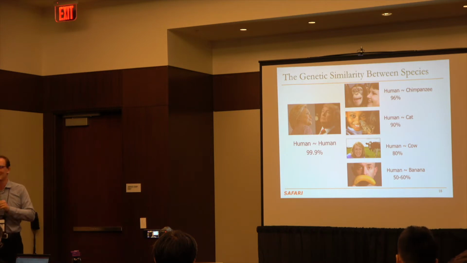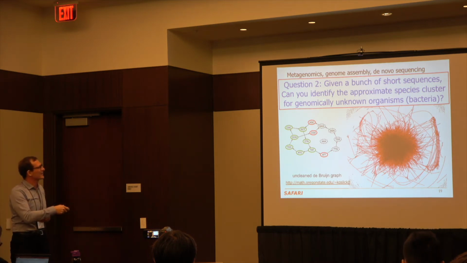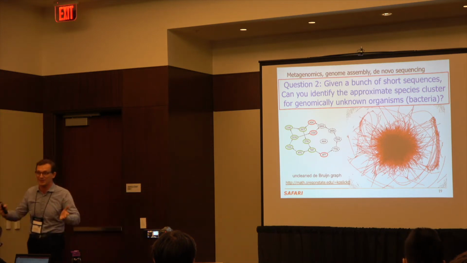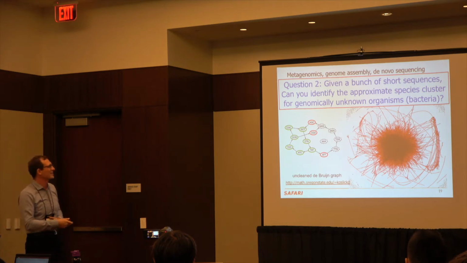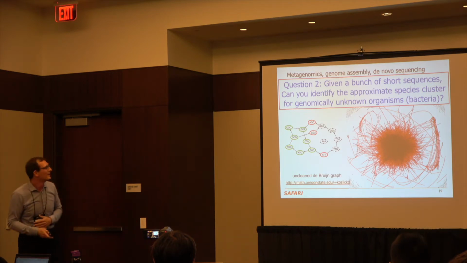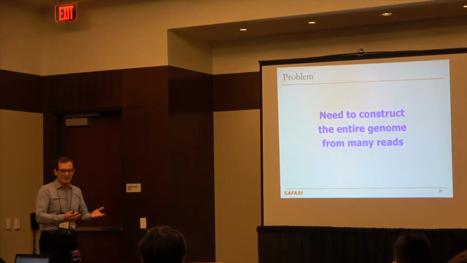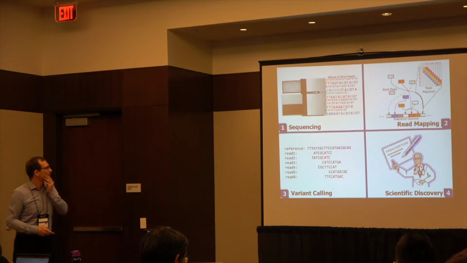I think it's good to put things into context: species are amazingly similar to each other, even though we may seem to have huge differences. Okay, another question: given a bunch of short sequences that you have, can you identify the approximate species cluster for genetically unknown organisms? This is an example of scientific discovery. You've sequenced something out there and you want to know what it's close to. So if you want to answer these questions, you need to construct the entire genome from many reads. And that's the read mapping problem.